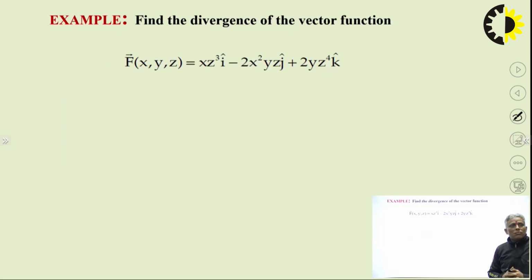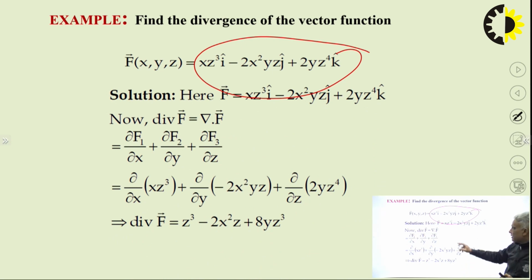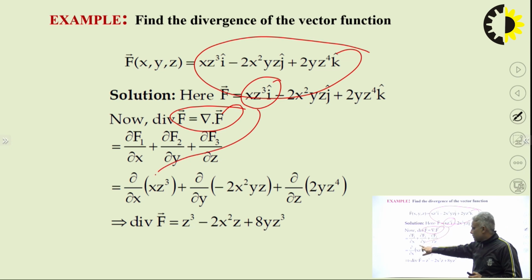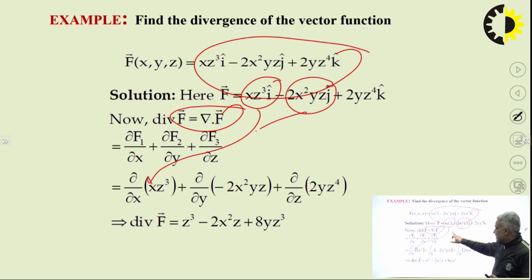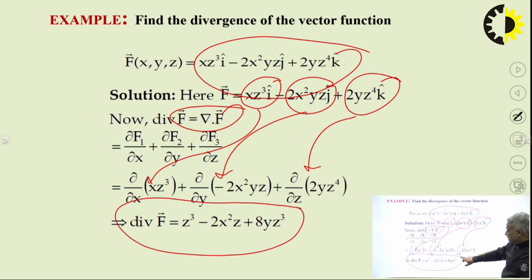Now, how to find the divergence of a vector point function? This is a vector point function, and how do we calculate its divergence? First of all we calculate del dot f here. The component of i cap is differentiated with respect to x, the component of j cap is differentiated with respect to y, and the component of k cap is differentiated with respect to z. In this way we can calculate the divergence of a vector function. And students, keep in mind, the divergence of a vector is a scalar quantity, the result is a scalar quantity, right? That is the most important part of today's lecture.